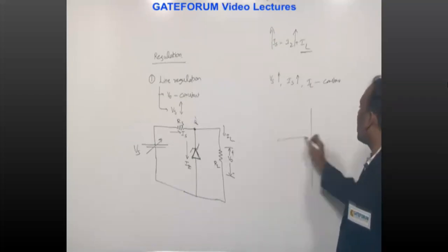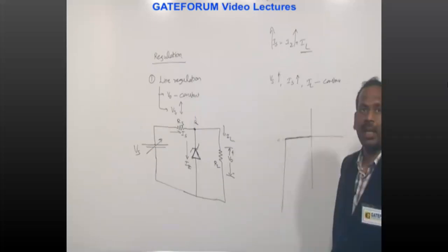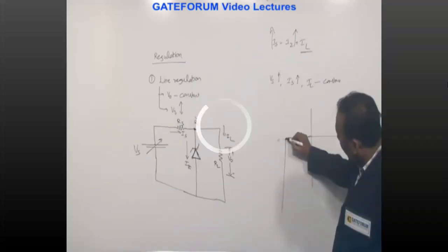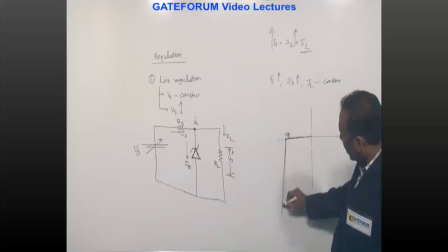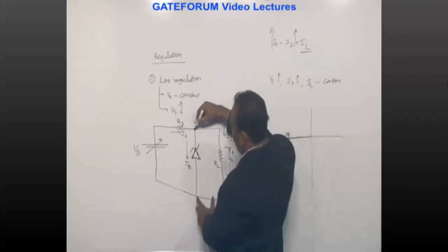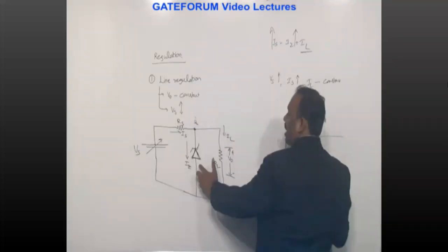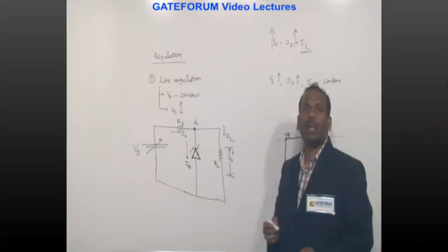Now see the Zener diode characteristics under the reverse bias condition. Up to this point the current is 0. If you operate it in the breakdown region, now what is going to happen? The Zener voltage will remain constant, but the current either increases or decreases, and VZ is maintained constant. This is a parallel combination. So IZ will change, but still VZ will remain constant. VZ constant means V0 is also constant because it's a parallel one.